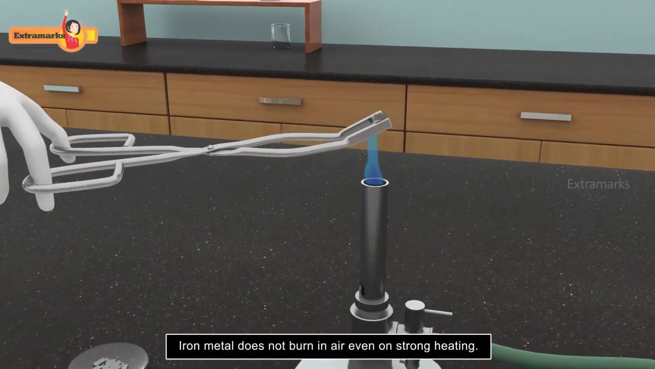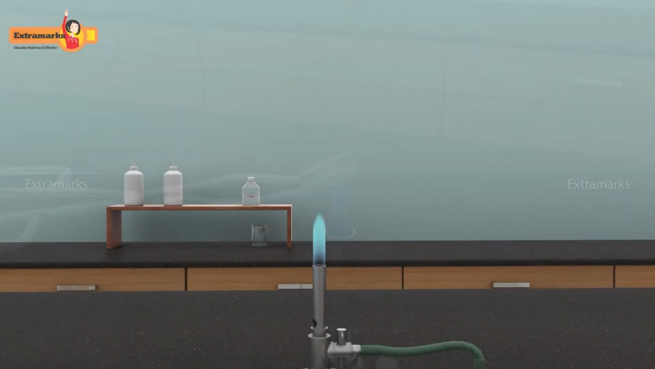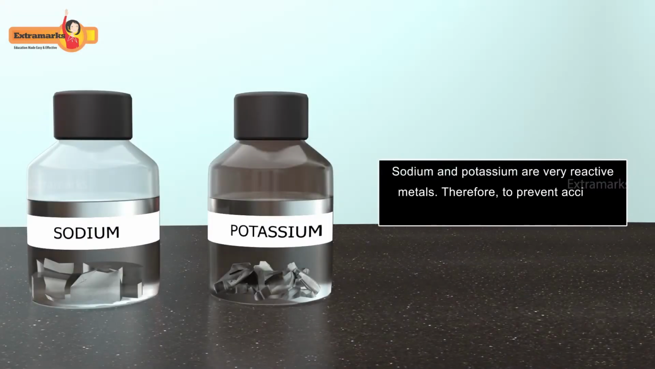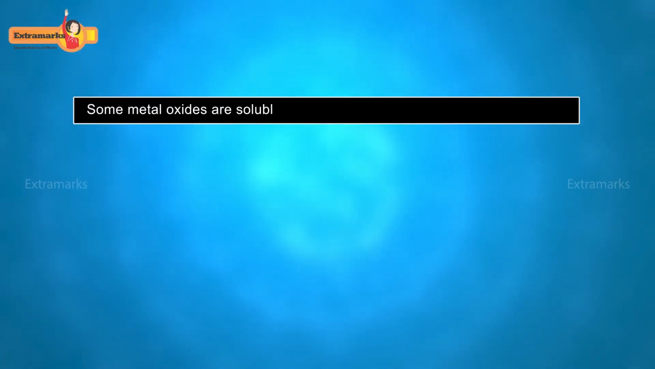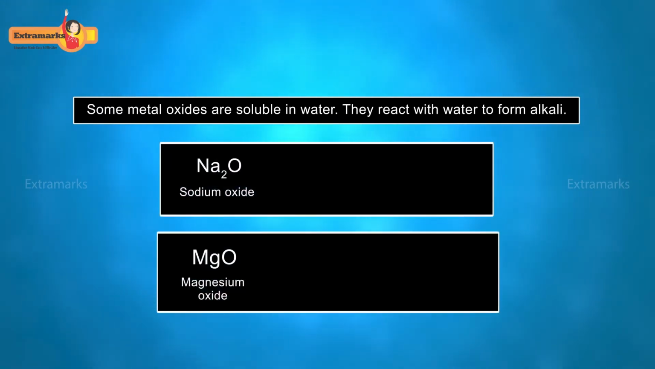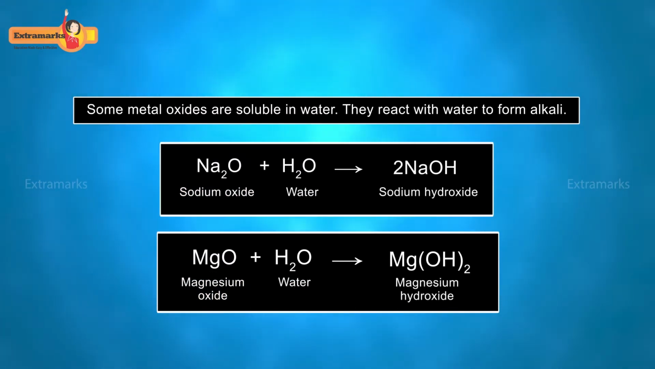So, we can conclude that metals react with oxygen on heating in air and form metal oxides. Note that iron filings burn vigorously when sprinkled in the flame of a burner. Sodium and potassium are very reactive metals. Therefore, to prevent accident, they are kept in kerosene. Some metal oxides are soluble in water. They react with water to form alkali. For example, sodium oxide and magnesium oxide react with water to form sodium hydroxide and magnesium hydroxide respectively.